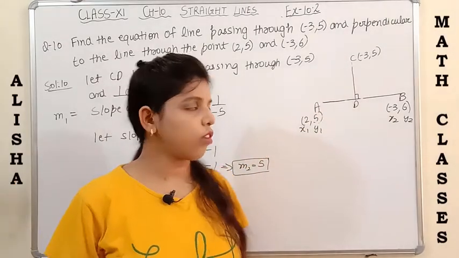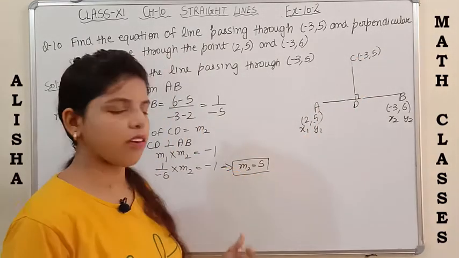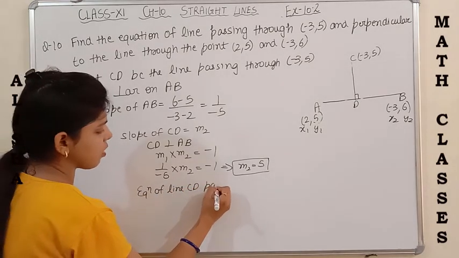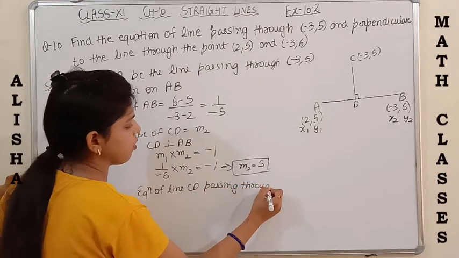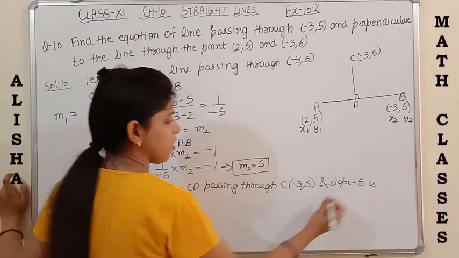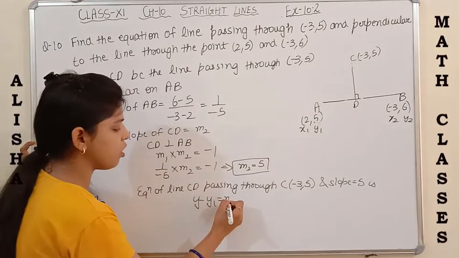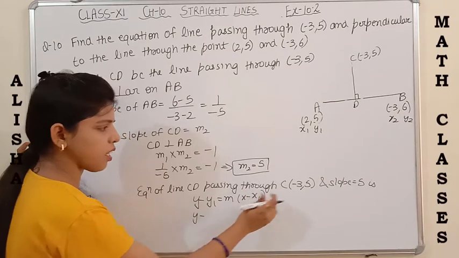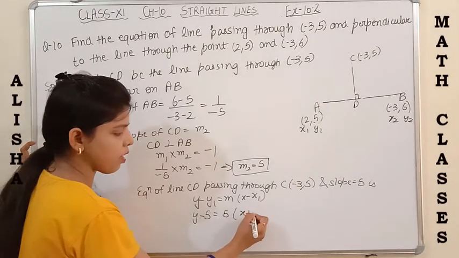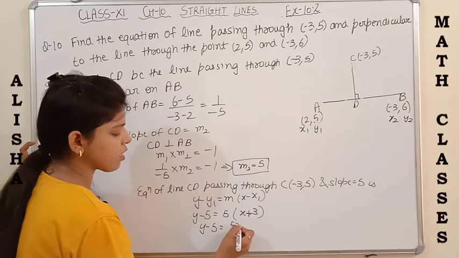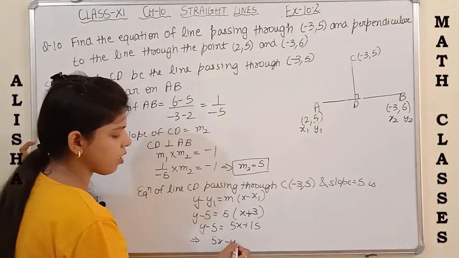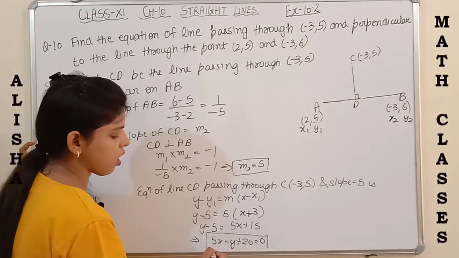Now we can find the equation of line CD, because the point is given and we have found the slope. So just apply the point slope formula. The equation of line CD passing through this point minus 3, 5 and with slope equal to 5 is given by the formula. First of all, write down the formula: y minus y1 is equal to m into x minus x1. So y minus, here y1 is 5 and m is 5, into x minus x1, where x1 is minus 3, so minus minus will become plus 3. So y minus 5 is equal to 5x plus 15. This implies the required equation of the line is 5x minus y plus 20 is equal to 0. This is our answer. Please note it down.